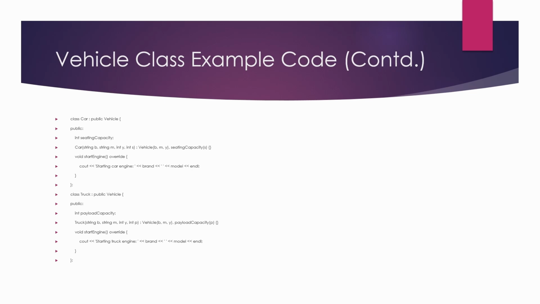Now we move on to the derived classes. The car and truck classes inherit from vehicle. Each class has its own specific implementation of the start engine method. In the case of the truck class, the engine start message might be different from that of the car class, reflecting their unique characteristics.